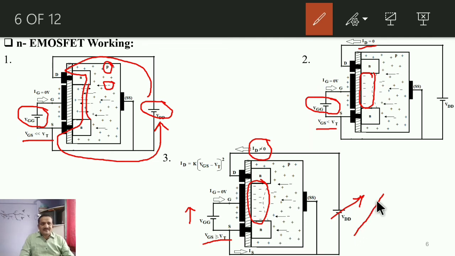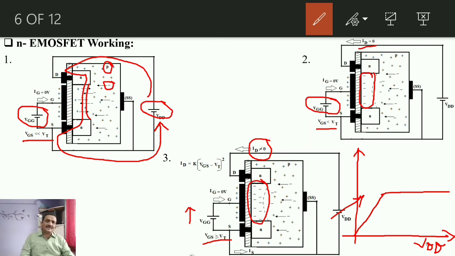There will be an increase in current, and later on that current will remain constant even if VDD is increased. Sorry, this is nothing but VDD. On the x-axis we will take VDD, and on the y-axis we will take ID. The characteristic in detail is given in the next slide, but here for understanding purposes I will explain. I kept VGS constant and increased VDD from 0 onward. What I observe is an increase in ID, and later on that ID remains constant.